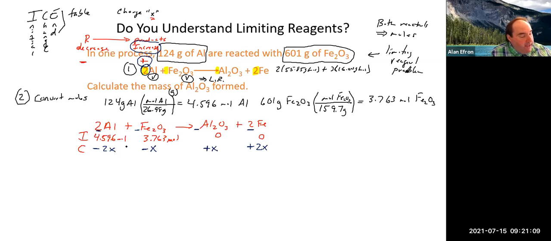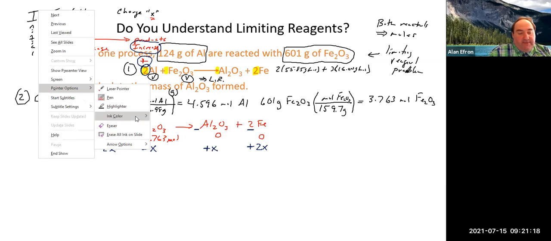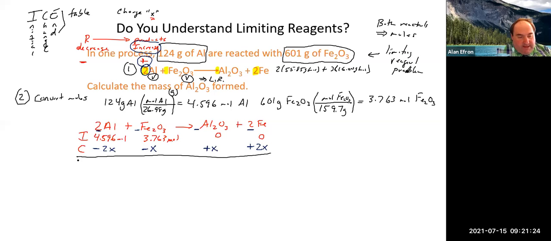Okay. Now that we have the change part, we're going to get to the end part here. And the end part is pretty much just going to carry down everything above it. So the end part is we're just going to carry down the numbers. So 4.596 minus 2x. And get rid of the moles. Just remember everything's in moles at this point, just to make it a little bit clearer here. Minus x, x, and 2x. Any questions here? And again, a reminder that when we solve for x in this case, it is moles is the units that we're talking about here.